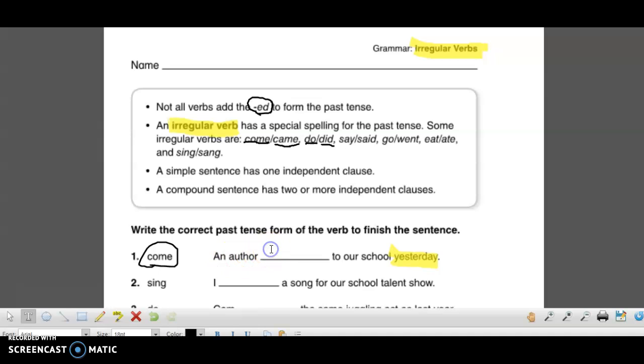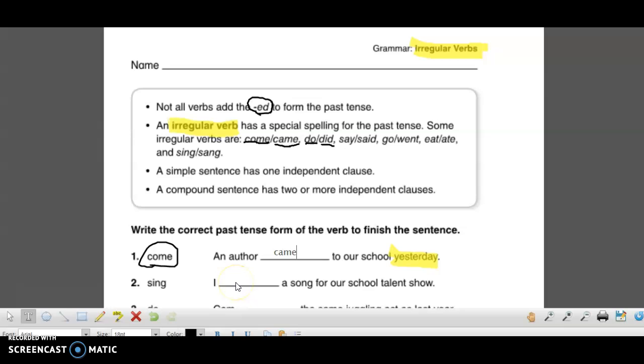So we would add in here our past tense version of come, which would be came. An author came to our school yesterday. So this tells us it is past tense, and we know that it is an irregular past tense verb because it did not add ed.